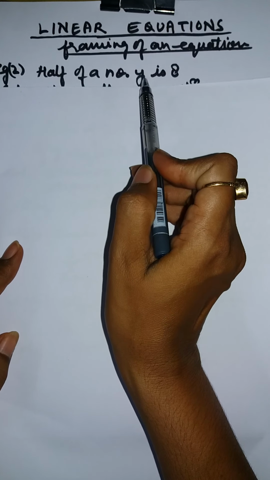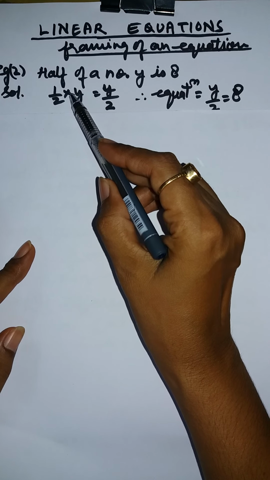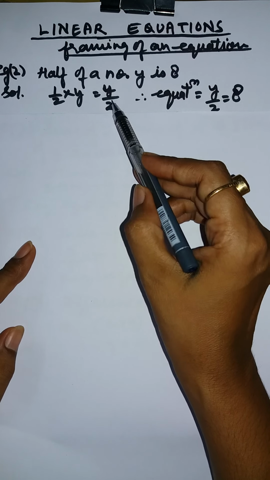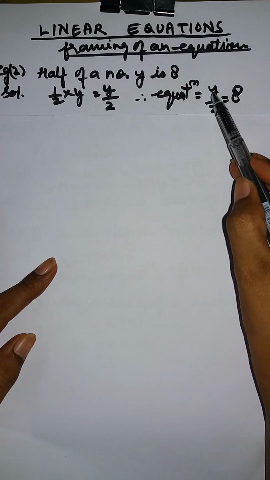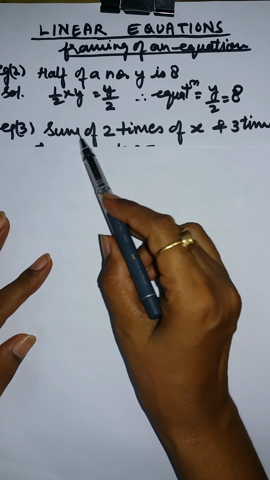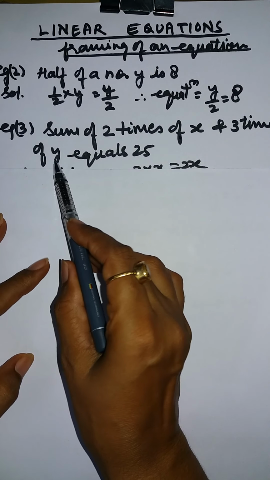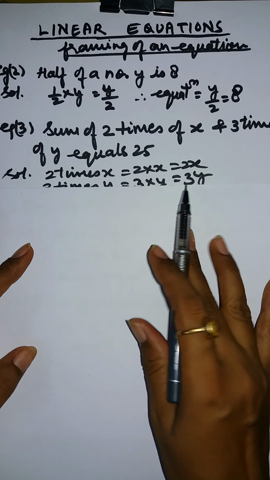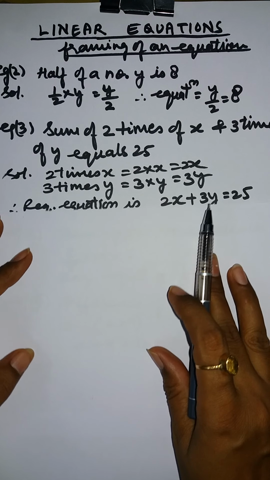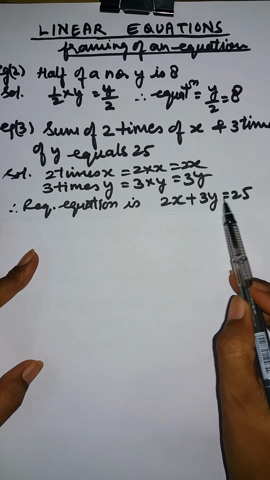Half of a number y is 8. Half of can be replaced by a multiplication sign, so it means y by 2. The equation is y by 2 is equal to 8. Third example. Sum of 2 times of x and 3 times of y equals 25. It means 2 times of x is 2x, 3 times of y is 3y, and their sum means 2x plus 3y is equal to 25.